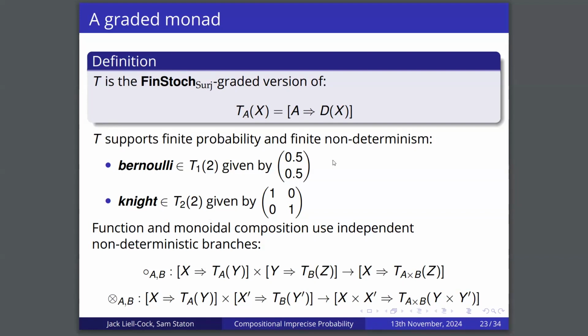And we do this similarly with the side-by-side or monoidal composition, where if we have two functions that we put side by side, we look at all possible non-deterministic paths in the first function, with all possible non-deterministic paths in the second function. So we take the total set.